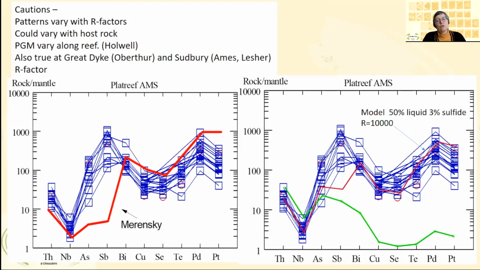So as Hall pointed out some time ago, the PGM vary along the Platreef. I think Cawthorn pointed out the same thing along the Merensky. It's true at the Great Dyke, and it's true at Sudbury. So the TABS will vary a bit depending on what you've mixed in. There's also the R factor effect. So there's our Platreef, and we can see we've got too much arsenic and antimony relative to our Merensky. We can sort of model it by using a lower R factor, but I couldn't satisfy the antimony this way. So you need to do something more there.